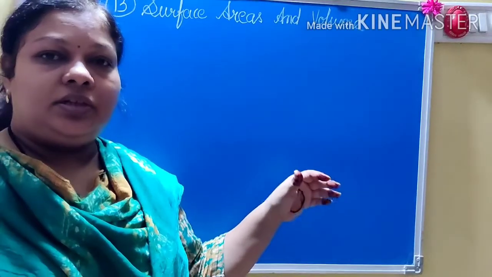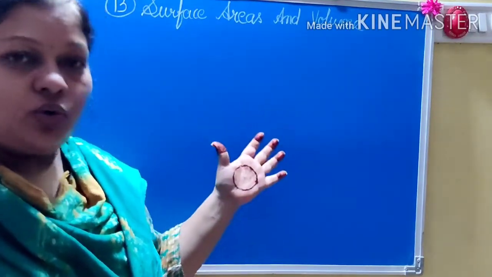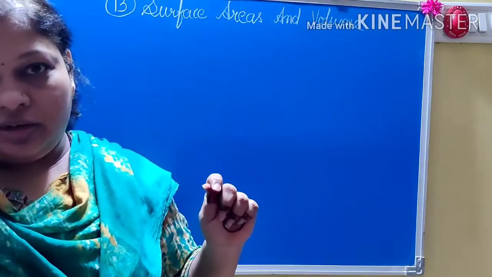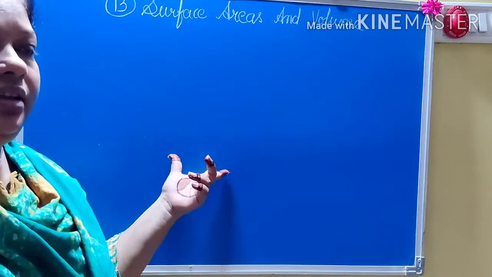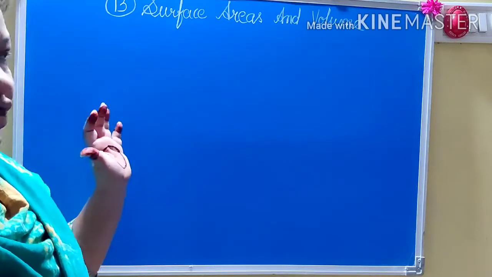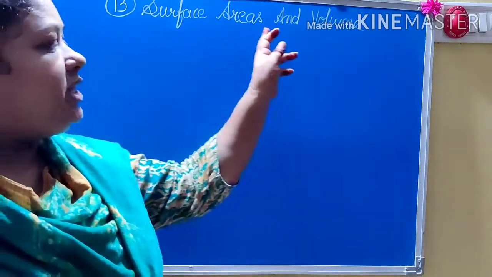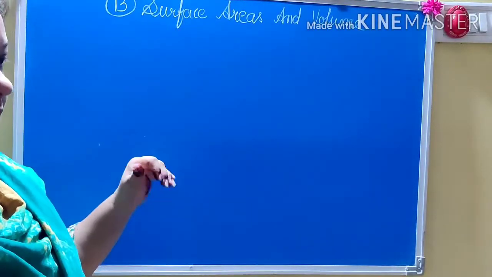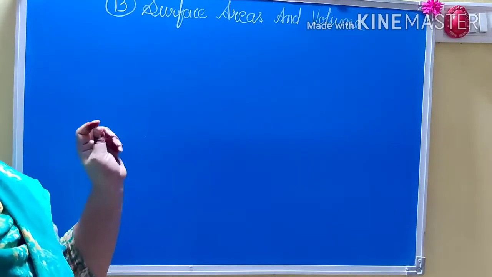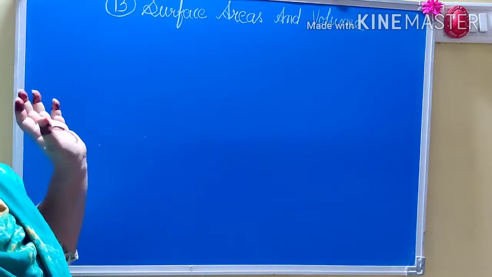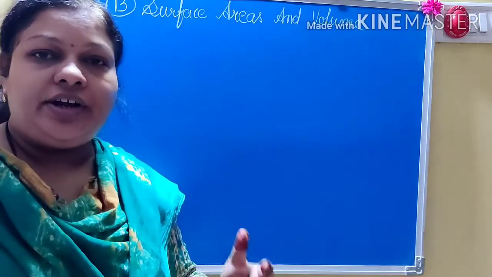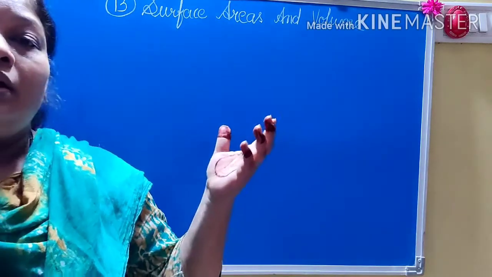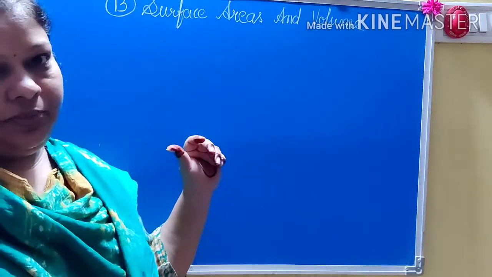Today we are going to start the new chapter, surface area and volume. In the last chapter we saw how to find the area of a triangle using Heron's formula. But a triangle is a plane figure, a two-dimensional figure. Here in surface areas and volume we are dealing with solid shapes, that is, three-dimensional figures like cube, cuboid, cylinder, then cone, then sphere and hemisphere.